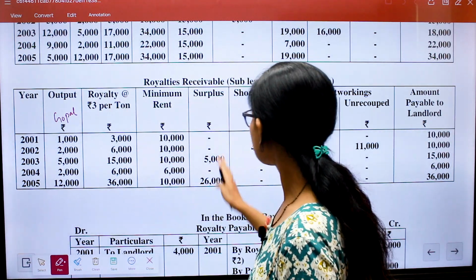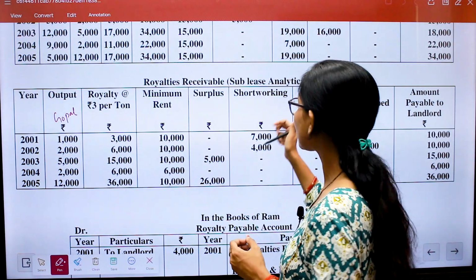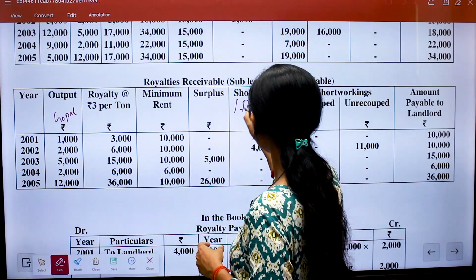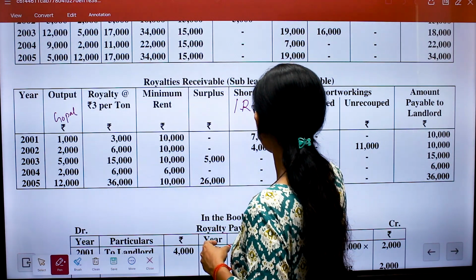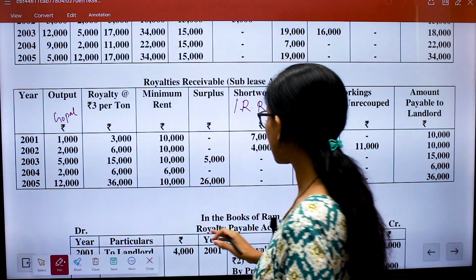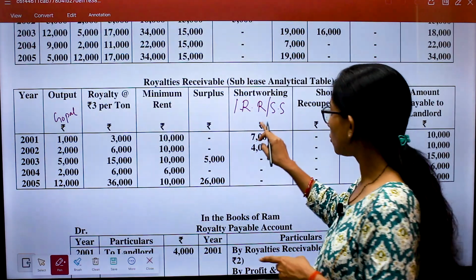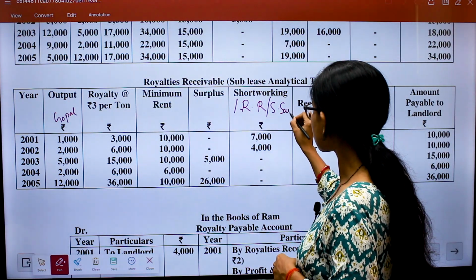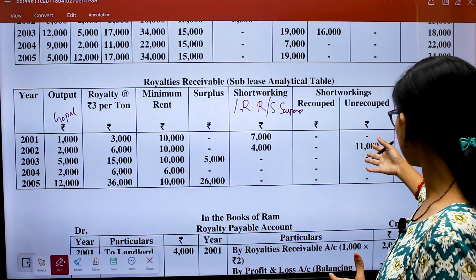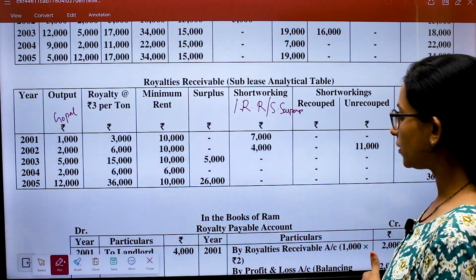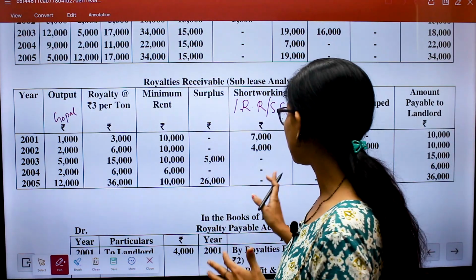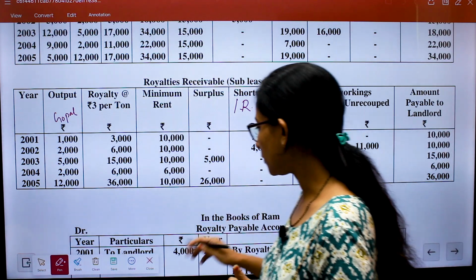Okay. Then the surplus column, short working. Here we can use the words royalty reserve or short working suspense. Now the short working recoupment, short working unrecouped, and amount payable to the landlord. This way we will prepare the second analytical table, that is the sublease analytical table.